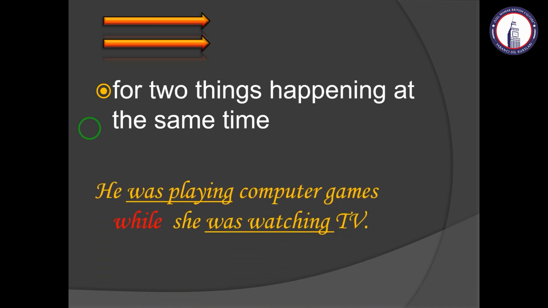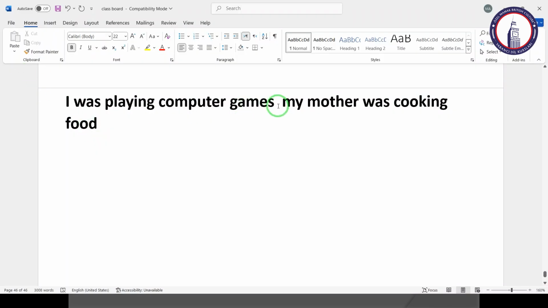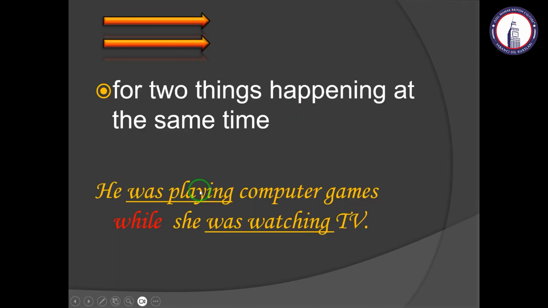Look at the example. This is with a while, which means when. He was playing computer games while she was watching TV. So here I can add something like a while my mother was cooking food. This action is actually a past continuous action, and was watching is also a past continuous action, which means both of these actions happened in the past, but with duration. They started in a specific time and finished in another specific time.